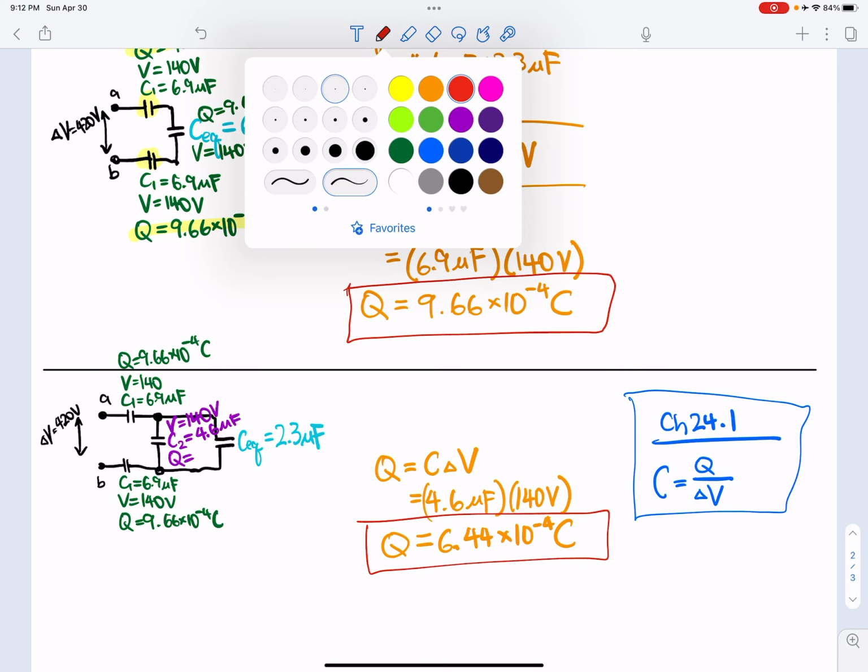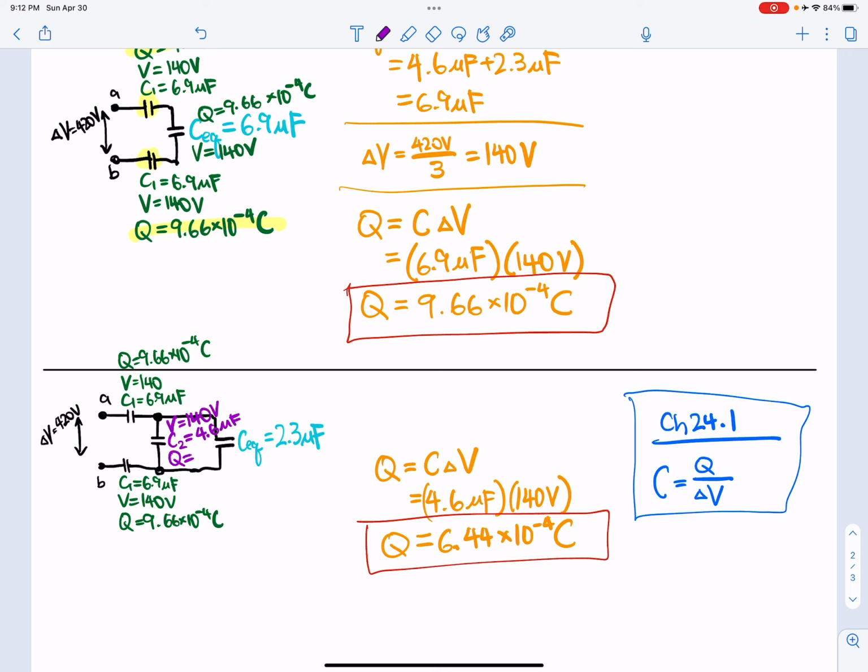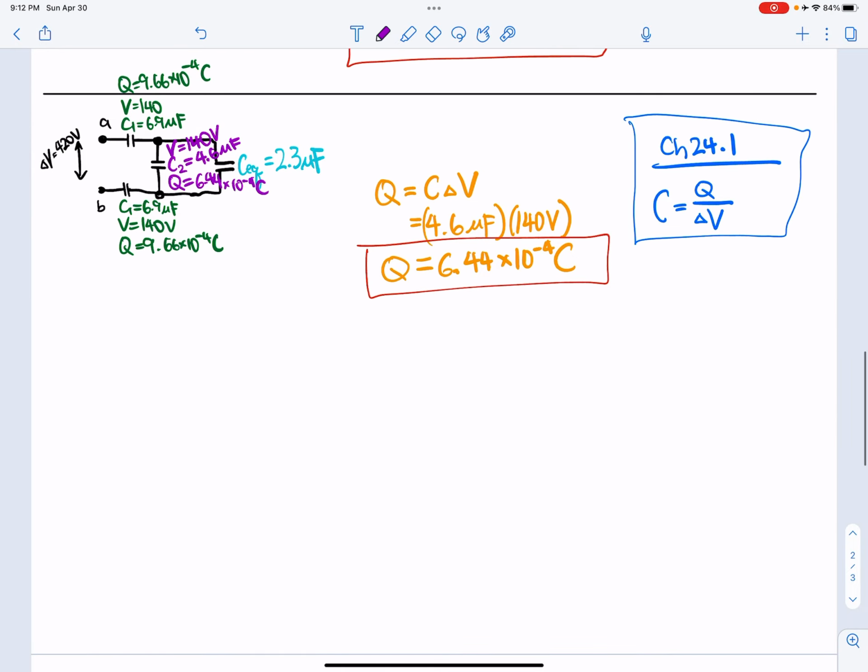So this is 6.44 times 10 to the negative 4 coulombs. All right. Moving on to part C.